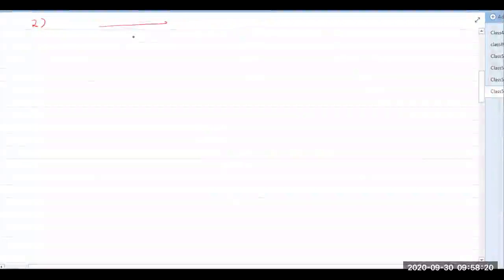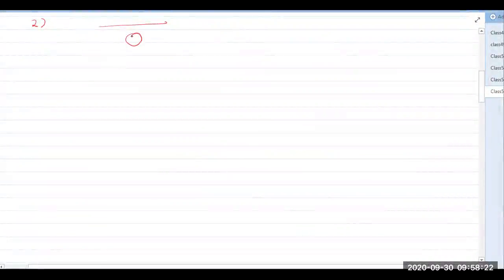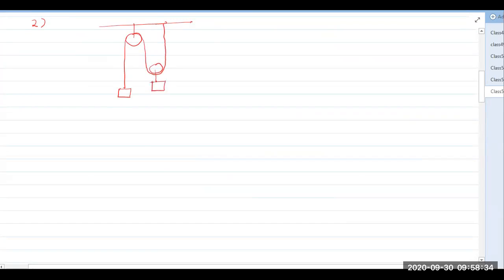So we have a pulley and this object is here, and we have this kind of system. Okay, so this one is m1, this one is m2. So what will be the relation between the acceleration of these two objects?